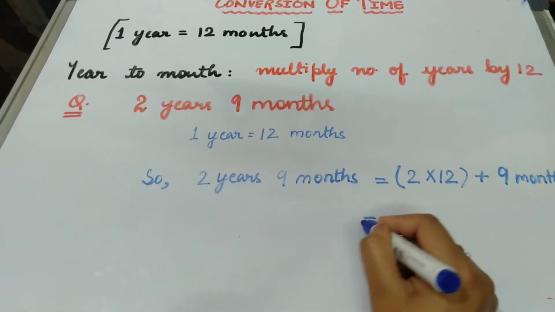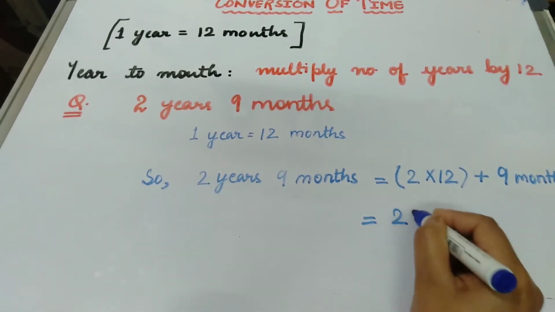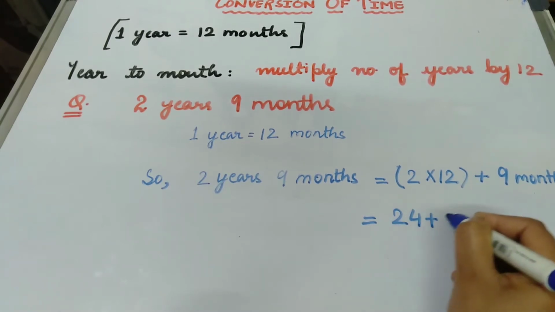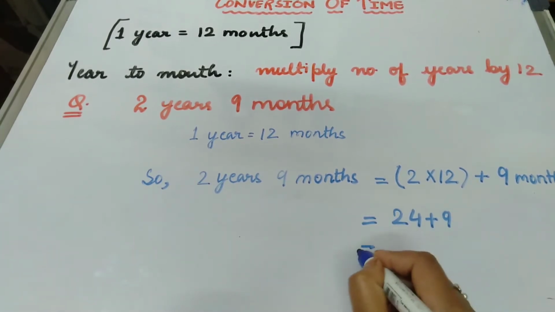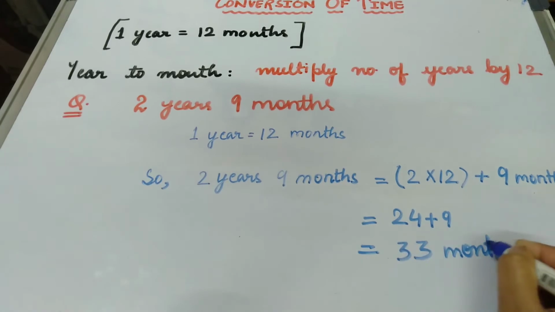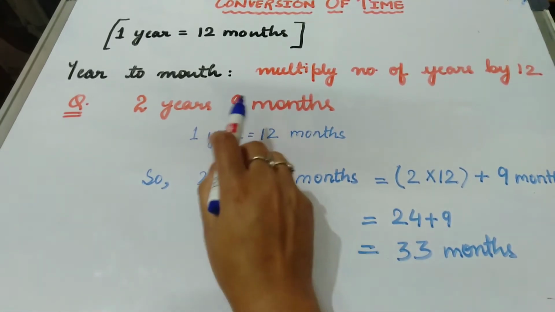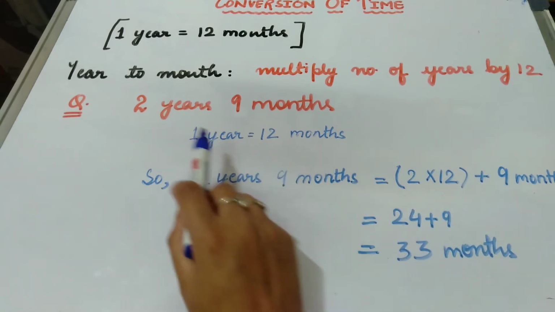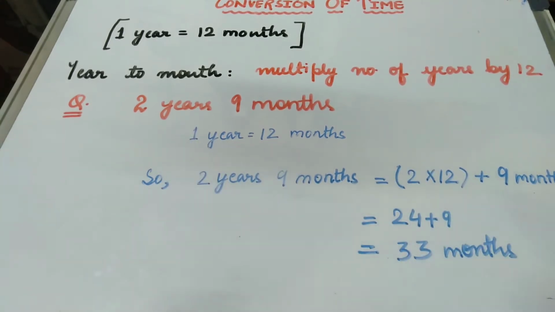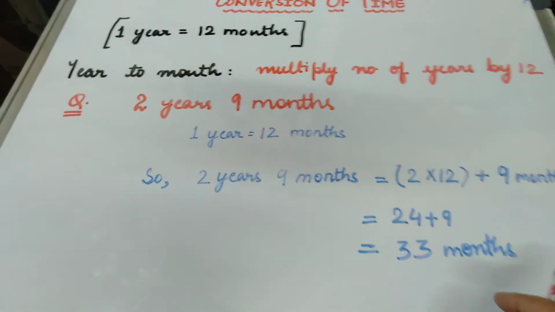Now 12 into 2 is how much? 24. So 24 plus 9. 24 plus 9 is how much? 33 months. In this way you have to write. If months are given, then you have to add the months, and convert the years and write them in months, and then add the months.